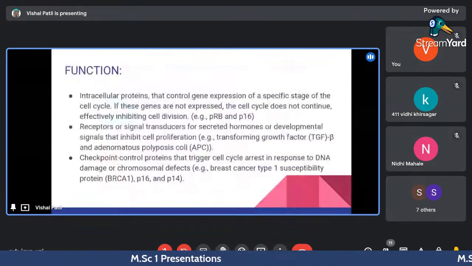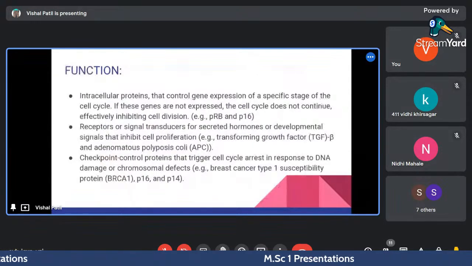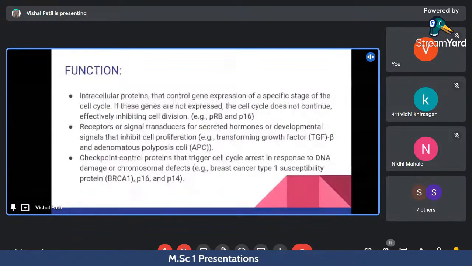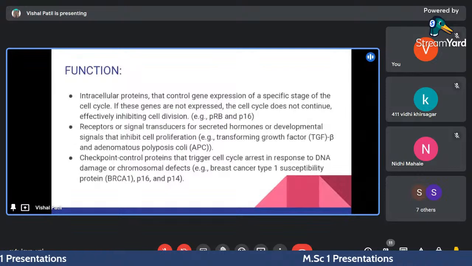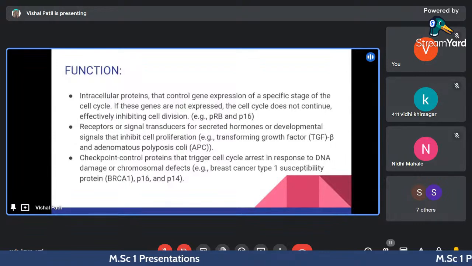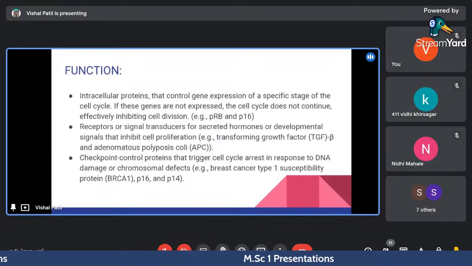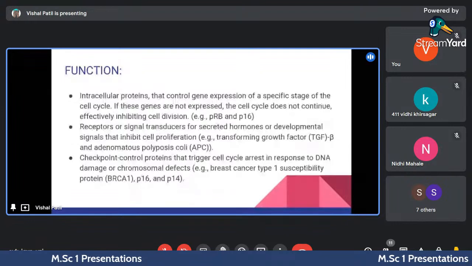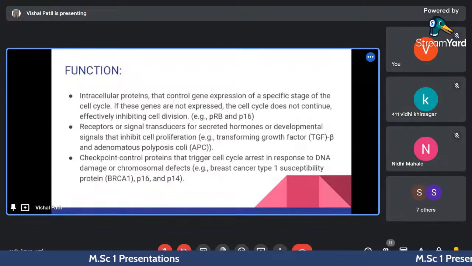Then their functions. Intracellular proteins that control gene expression at a specific stage of the cell cycle. If these genes are not expressed, the cell cycle does not continue, effectively inhibiting cell division. Receptors or signal transducers for secreted hormones or developmental signals then inhibit cell proliferation. Checkpoint control proteins trigger cell cycle arrest in response to DNA damage or chromosomal defects.